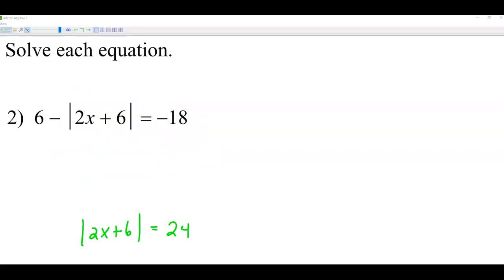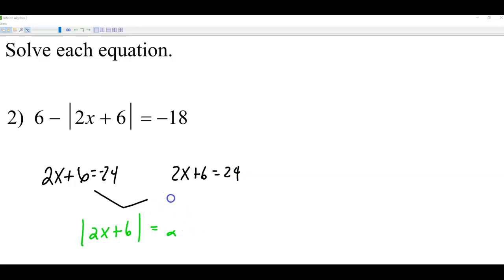So at this point in the game, you're going to write two equations. One where you have it equal to a negative 24, and one where you make it equal to a positive 24, and you're going to solve both of those equations. Okay, and that'll give you your two answers. A lot of times absolute value equations will have two answers.